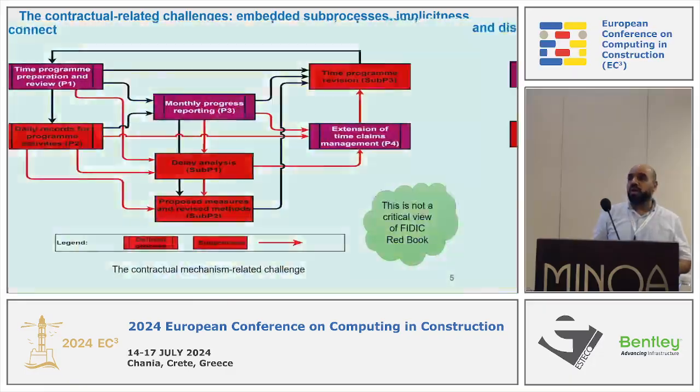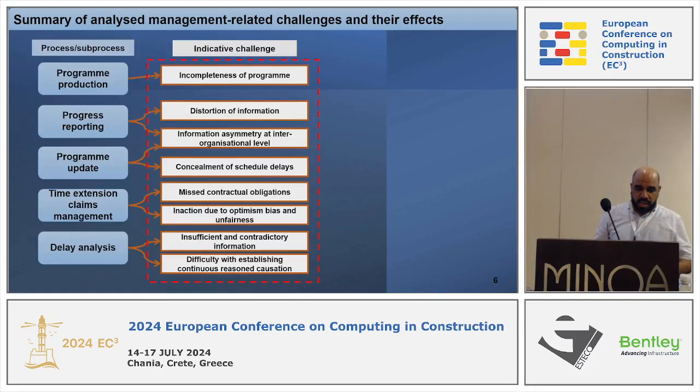Moving on now to the management-related challenges. These are again sourced from the existing literature, and in the paper we have cited all the sources referring to these challenges against these processes here. Here I am showing only 5 processes out of the 7 derived from FIDIC, because the literature does not refer to 2 processes, for example, the time program revision and the mitigation measures. So I have listed here only the 5 processes along with their associated challenges.